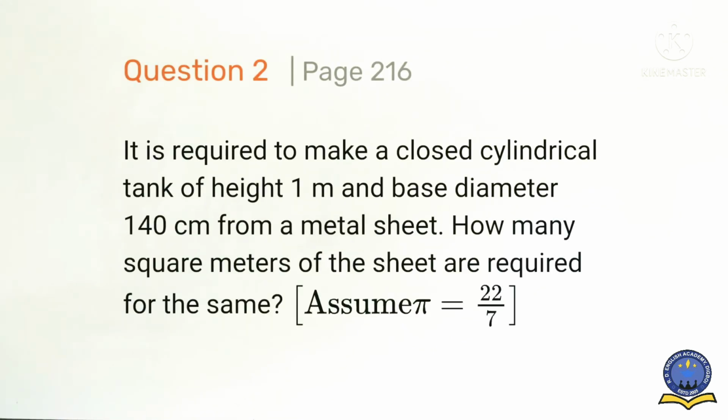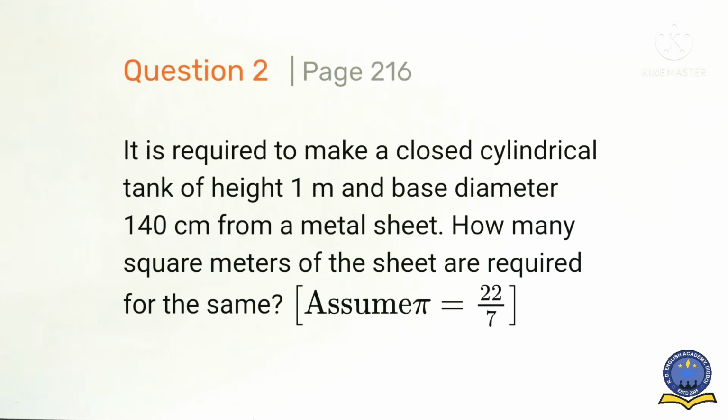After question number 1, the second question is given in this way: it is required to make a closed cylindrical tank of height 1 meter and base diameter 140 centimeter. One thing you see here, units are given in meter and centimeter, so be careful about this. From a metal sheet, how many square meters of the sheet are required for the same?